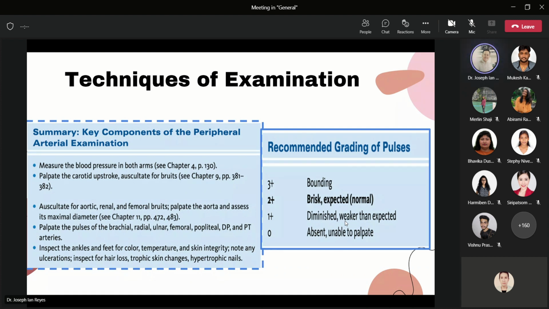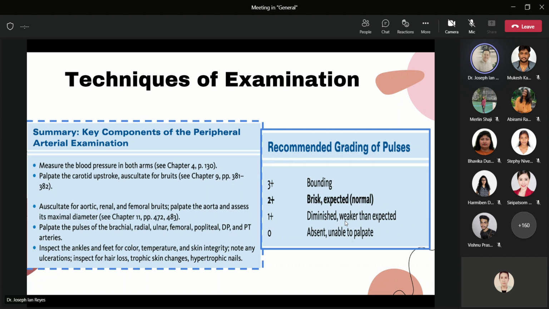So palpate the carotid upstroke, auscultate for bruits. You auscultate for aortic, renal, femoral bruits. So try to listen and try to also watch on YouTube. There are good videos. You can listen to your own self or your classmates for normal sounds. Then try to correlate it with the abnormal findings.